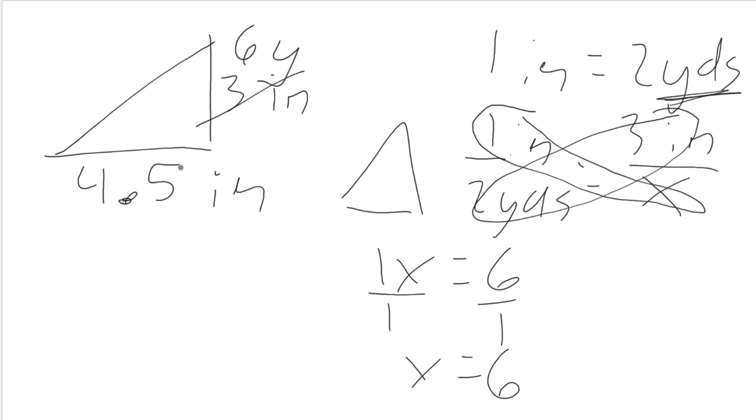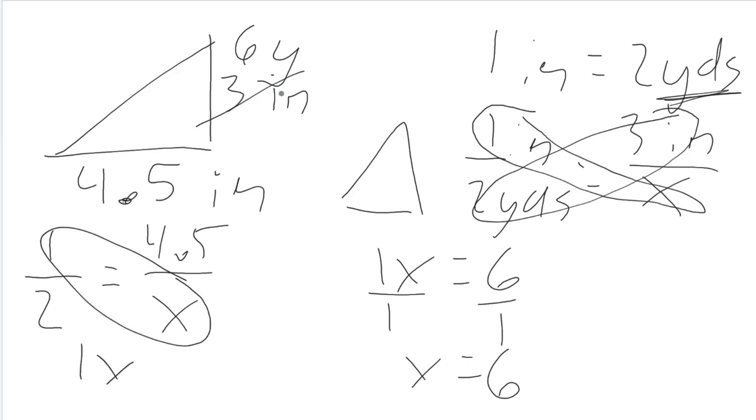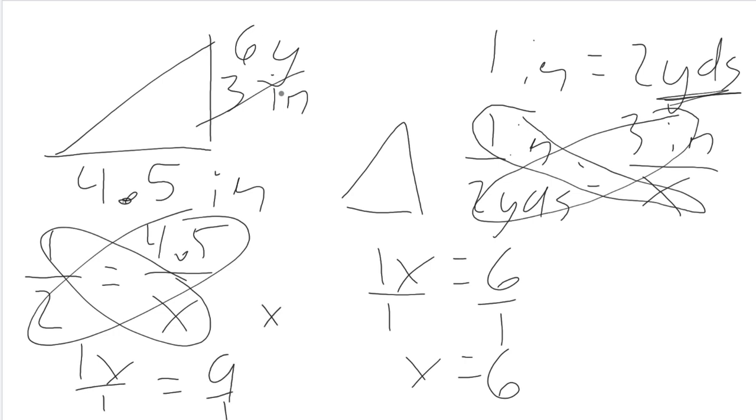So to do it again, I do the ratio that they gave us is equal to 4.5 over x. Cross multiply, and you get 4.5 times 2 is 9. Divide by 1, x is 9. So this, in real life, was 9 yards.